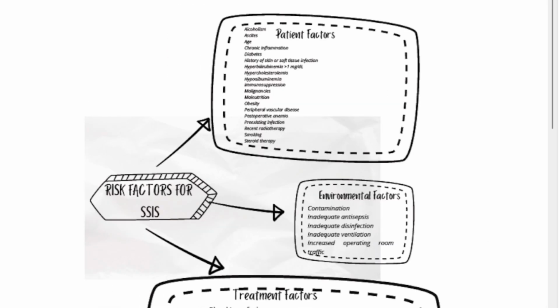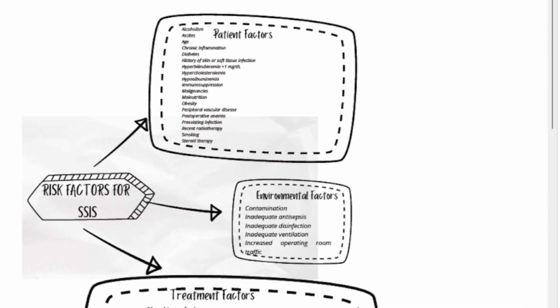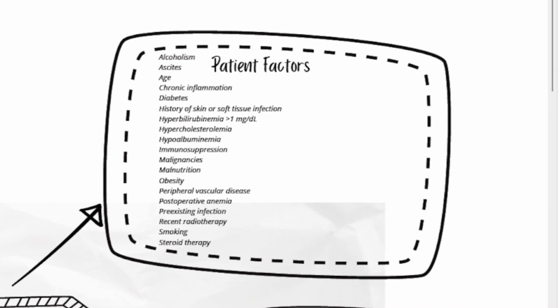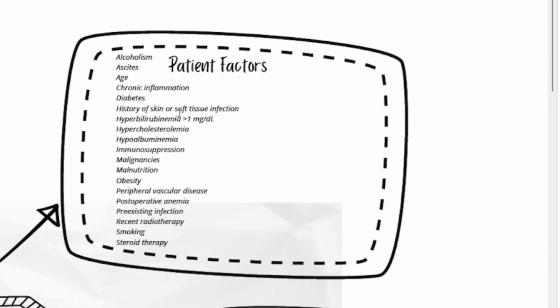The patient factors, as you can see here, include different factors such as alcoholism, ascites, age, chronic inflammation, diabetes, history of skin or soft tissue infection, hyperbilirubinemia greater than 1 mg per deciliter, hypercholesterolemia, hypoalbuminemia, immunosuppression, malignancies, malnutrition, obesity. This is a major factor which causes surgical site infection. Then PVD, postoperative anemia, pre-existing infection, recent radiotherapy, smoking and steroid therapy.